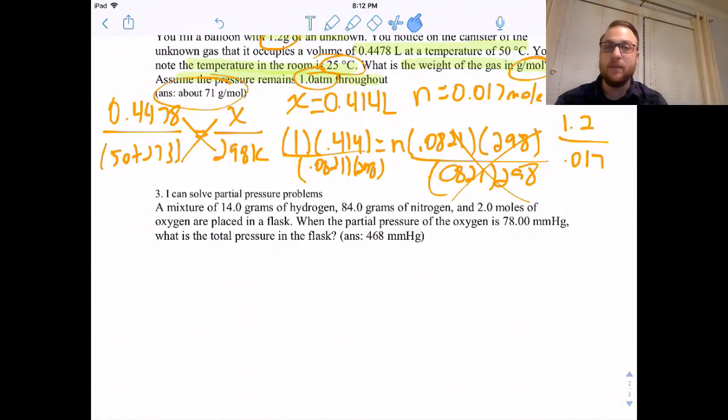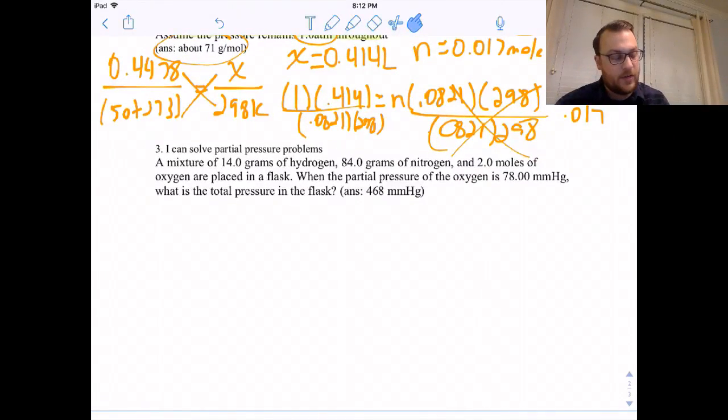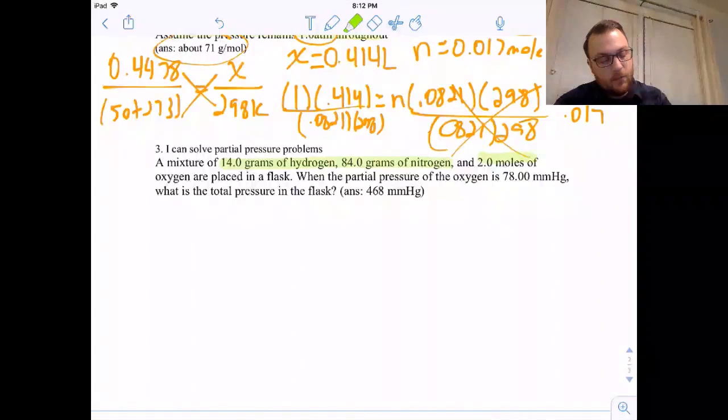3, partial pressure. So you have a mixture of 3 different gases. You're not given moles of hydrogen or nitrogen, but we can figure that out. And you are given moles of oxygen. When the partial pressure of the oxygen is 78, what's the total pressure?